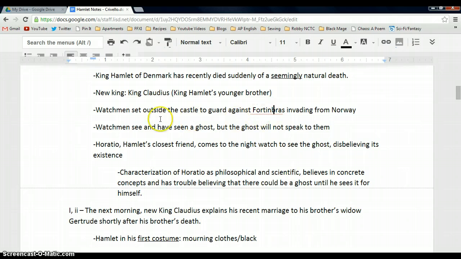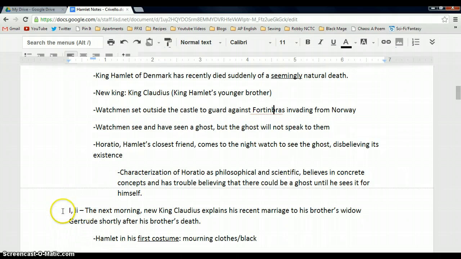So these watchmen who are stationed outside have seen a ghost, but the ghost won't speak to them, and it's in the form of King Hamlet, the recently deceased King Hamlet. Horatio, who's Hamlet's closest friend, comes to the night watch to see the ghost for himself because he doesn't believe it exists. He believes in philosophy, in science, in concrete concepts, and has trouble believing that there could be a ghost, so he needs to see it for himself.